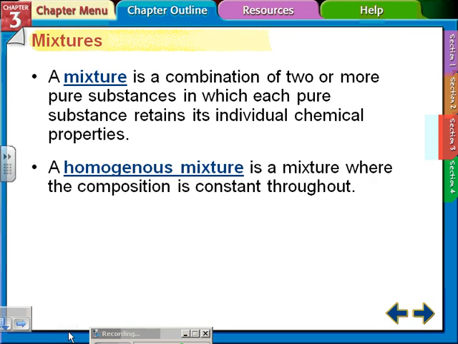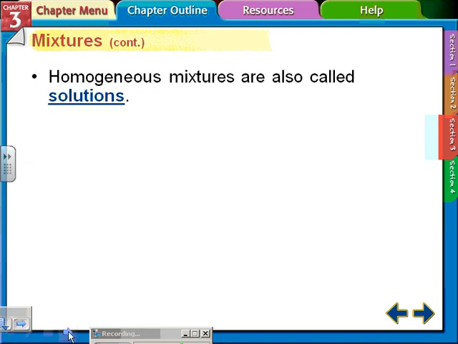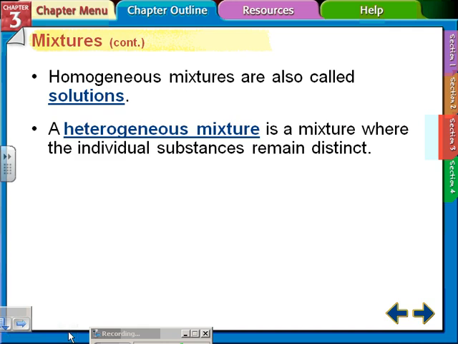A homogeneous mixture is where the composition is constant throughout. So let's say I dissolve the pure substance sugar with the pure substance water. That's a mixture. Sugar dissolves in water and forms a uniform, consistent mixture. Therefore, it is a homogeneous mixture. Same thing if I dissolve salt in water. You would form a homogeneous mixture. It's not separated at all. It's uniform throughout. Homogeneous mixtures are also called solutions.